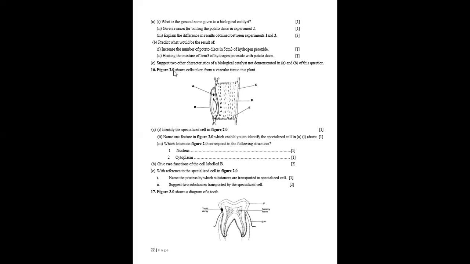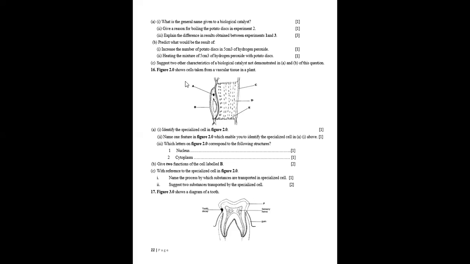Part C. Suggest two other characteristics of a biological catalyst not demonstrated in figure E or in A and B of this question. Number one, enzymes are specific in nature. They have a specific substrate to catalyze. Two, their activity is affected by pH, meaning some enzymes work well in an acidic medium, while others don't work well in an acidic medium.